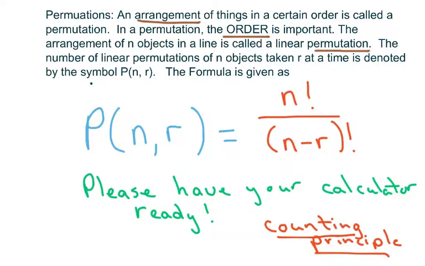The formula is given like this. Your TI-83 or 84 has this formula on it that you can use, or you can just use n factorial over n minus r factorial, which means n objects taken r at a time. If you watched the counting principle video, it's basically the same thing we did there. So let's look at some word problems.